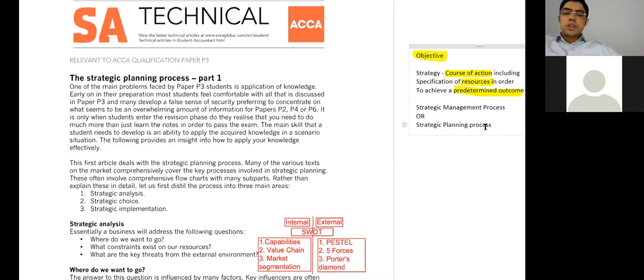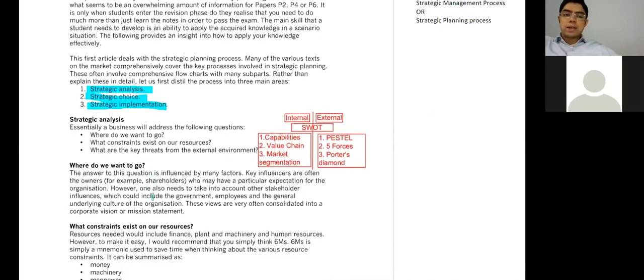And this strategic planning process has three main areas. It has got strategic analysis, strategic choice, and strategic implementation. There are three main areas within the strategic planning process or the strategic management process. And what are they? They are strategic analysis, strategic choice, strategic implementation. Strategic analysis is also termed as strategic position, for example.